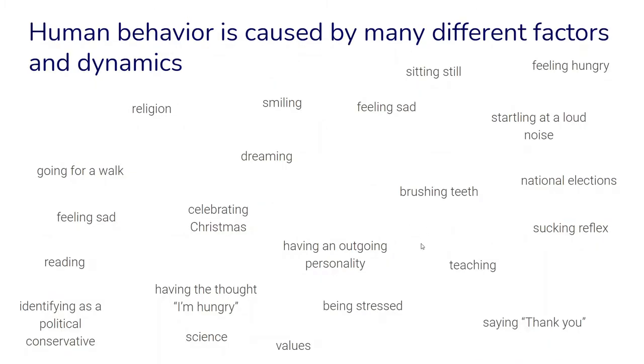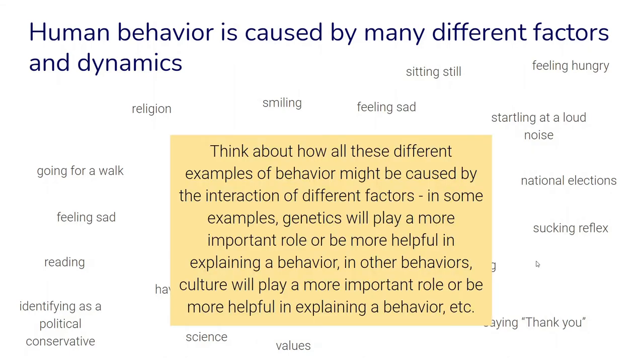And so again, if we're looking at this kind of sorting activity where we looked at different kinds of behaviors, we can also think about how all these different examples of behavior, or also there might be some non-examples in there, how they might be caused by the interaction of these different kinds of factors. For example, in some examples, maybe genetics will play a more important role or be more helpful in explaining a behavior. In other behaviors, culture will play a more important role or be more helpful in explaining a behavior, and so on. And often all of those need to be integrated to provide us with a fully rounded explanation of why someone behaves the way they do.